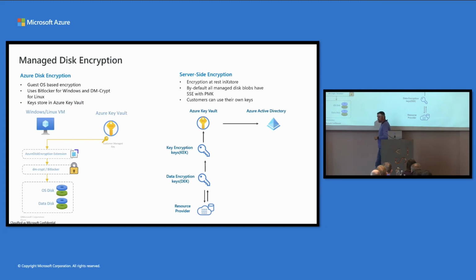So looking at managed disk encryption, it gives you two key feature sets: Azure Disk Encryption itself, and then server-side encryption. Azure Disk Encryption is guest OS-based encryption, but it works across your Linux workloads and your Windows-based workloads. So if you're on Windows, it's BitLocker, and DM-Crypt if you're on the Linux side. And then on the server side, it encrypts in XStore as an example. The key thing is by default, all managed disks have server-side encryption with PMK support enabled. And all this works with BYOK as well.